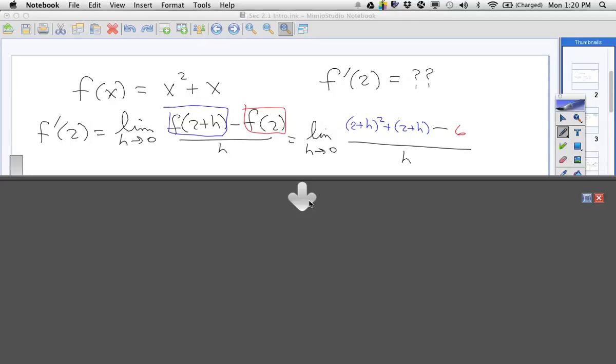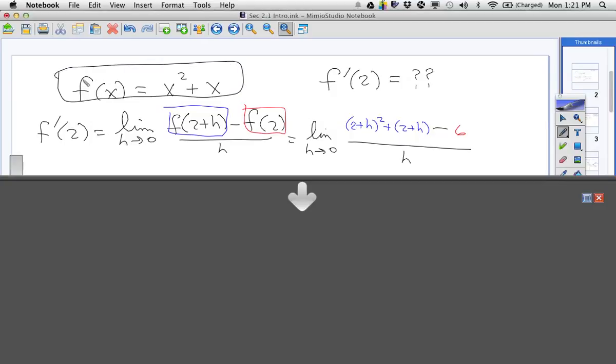You can take the blue piece, and you can say, okay, what's f of 2 plus h? Oh, that means plug a 2 plus h in for the x's. What's f of 2? Plug a 2 in for the x's, right? And so you can do each of those two pieces without getting overwhelmed with the detail. You just take one piece at a time. What'd you get for the final answer? You're getting 5. Okay? So what that means is we had a parabola, and we were wanting to know the slope at 2.